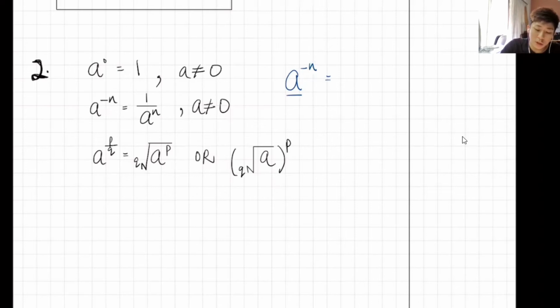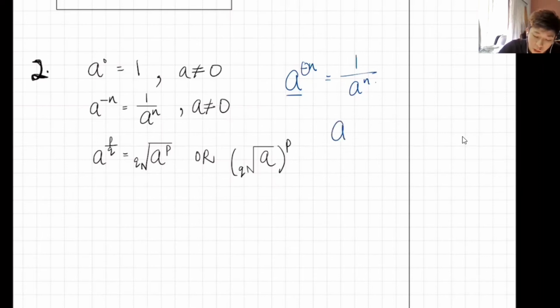But let me explain what the theory is first. When you have A to the power of negative N, it becomes 1 over A to the power of N. Basically, what does this negative power do? A negative power actually shifts the power to the denominator.